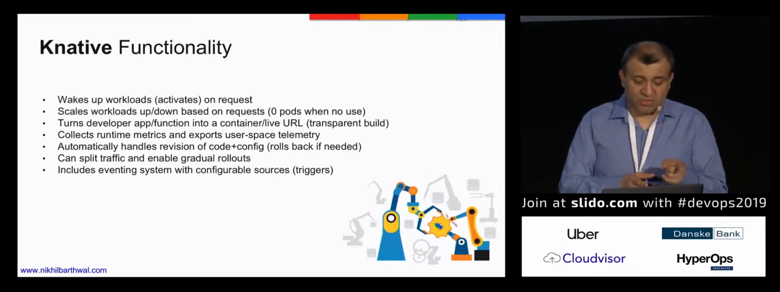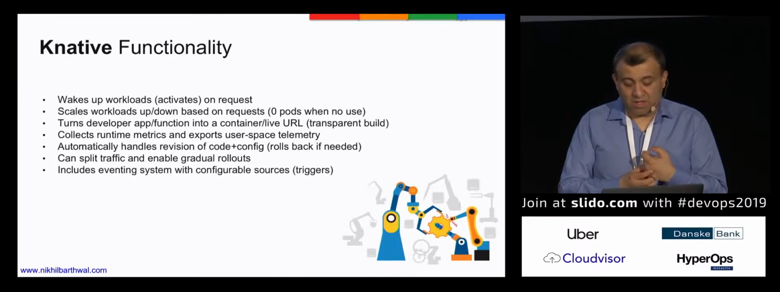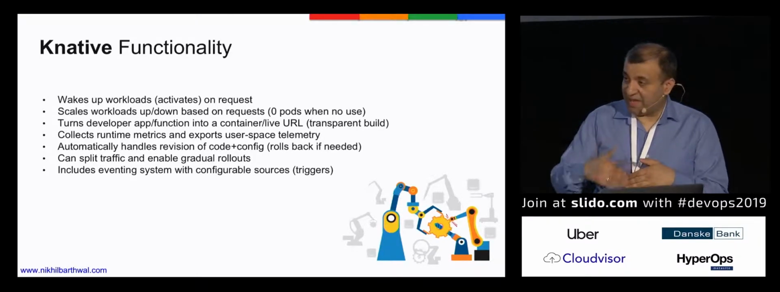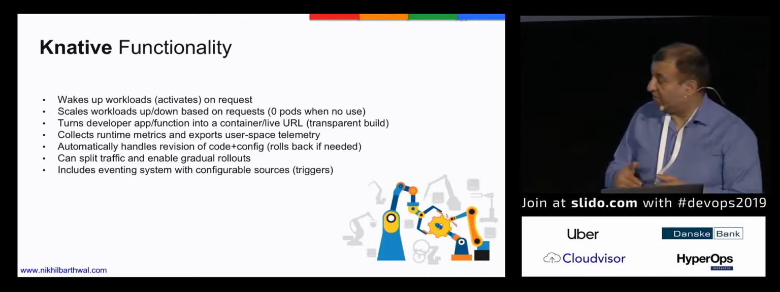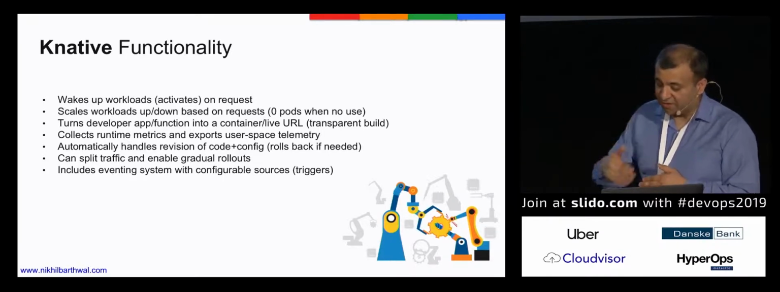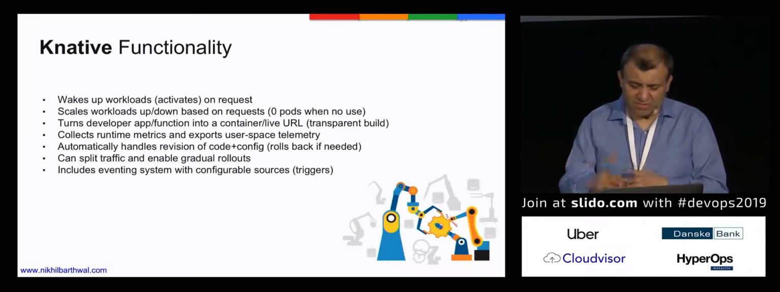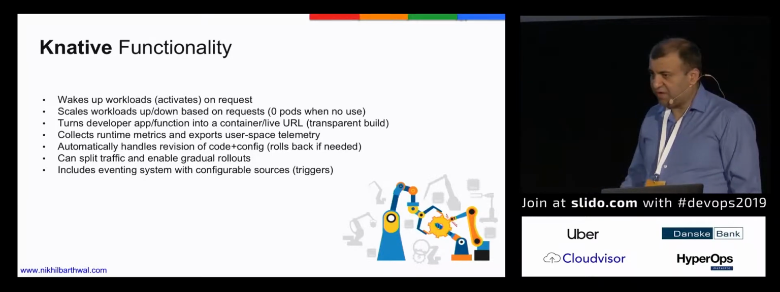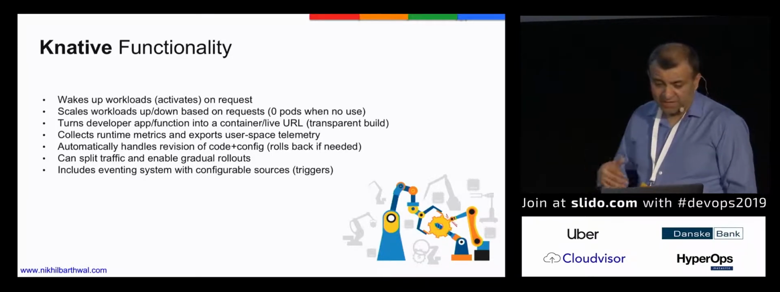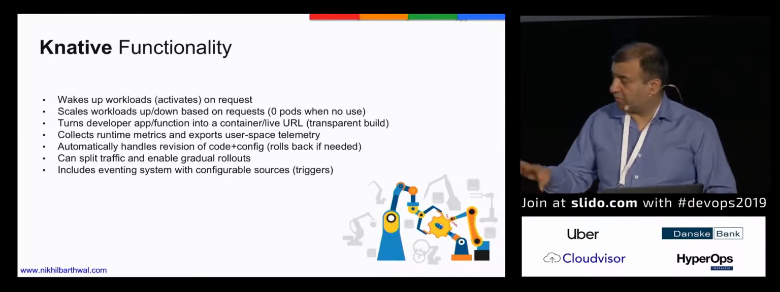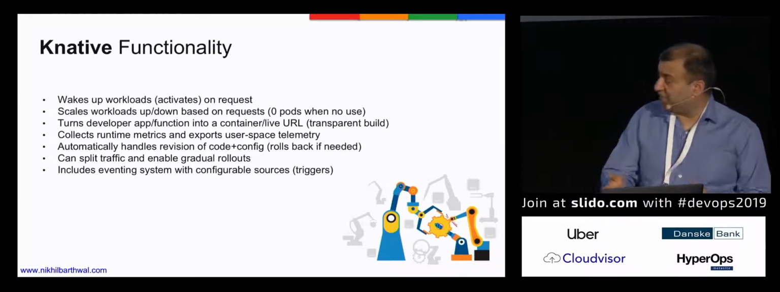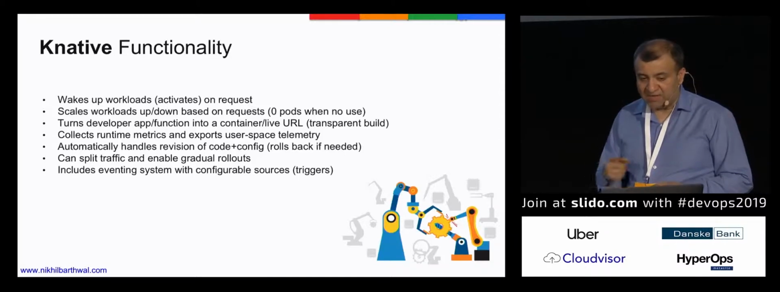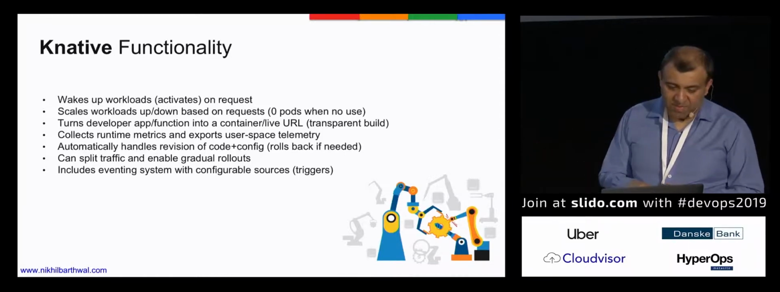And I'll show a detailed example of how it can split traffic. It has a concept of configuration, so it's an immutable infrastructure, right? So every iteration you basically have different configurations, and then you can bifurcate the traffic. I want 25% of the traffic to go to this configuration. I want 75% to that. I would have an example somewhere in the middle.